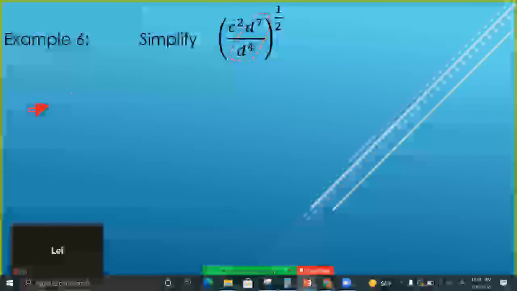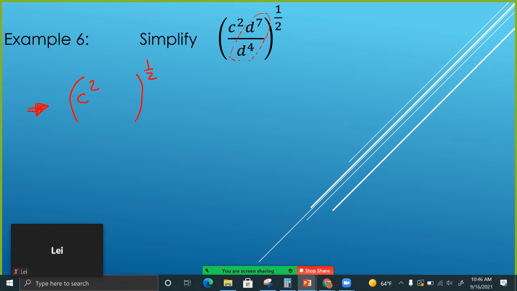We can't really change or affect c right now, so that's just c to the second. But for the d's, top minus bottom exponent. So that's d to the third, 7 minus 4, d to the third. And now I can't combine c and d, different bases, right? So let's just hand out the 1/2. That's all we can do, I think. So c to the 2 over 2, d to the 3 over 2.